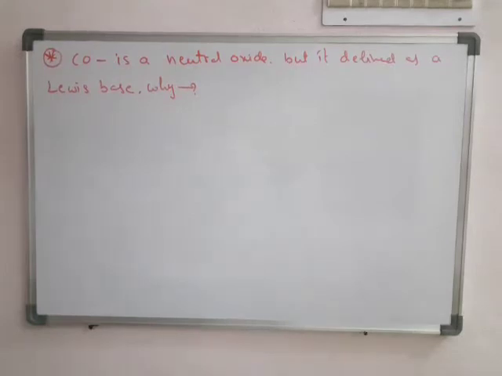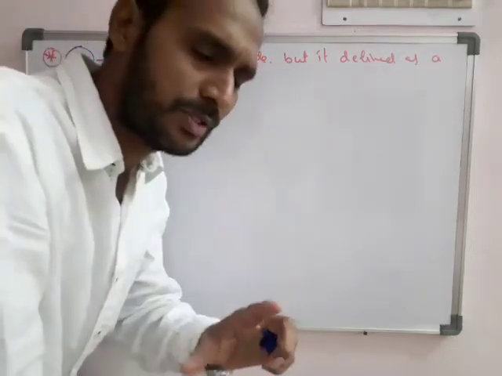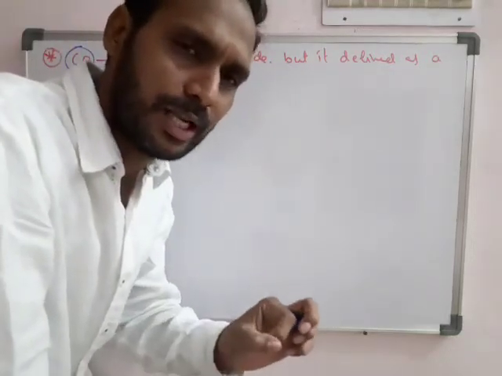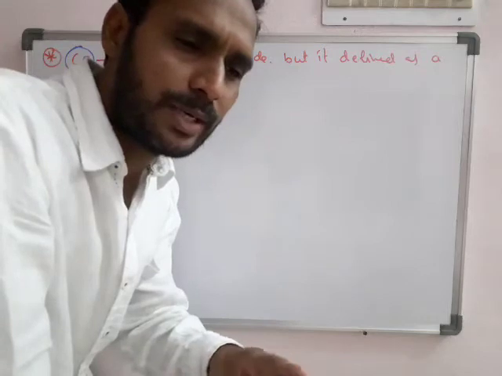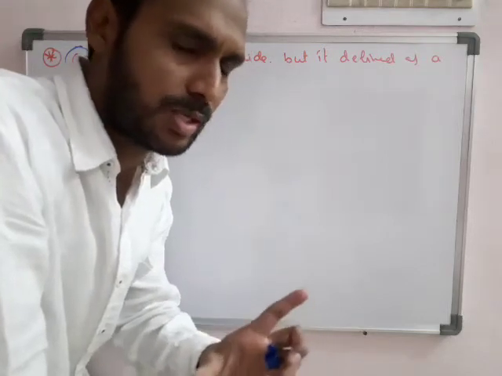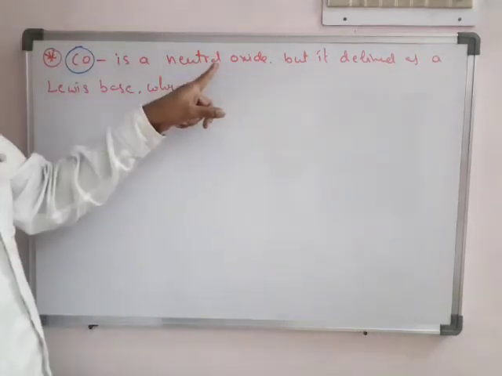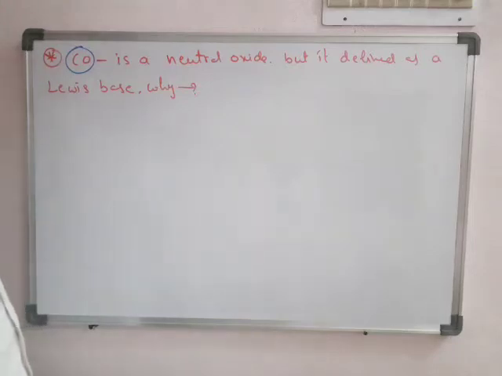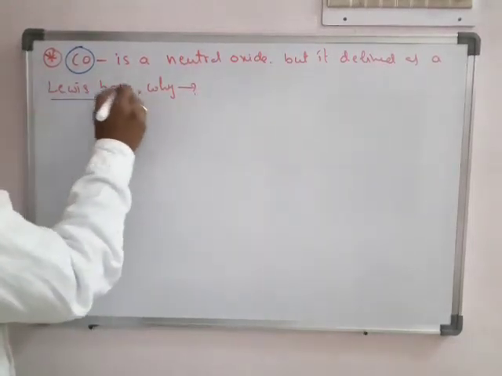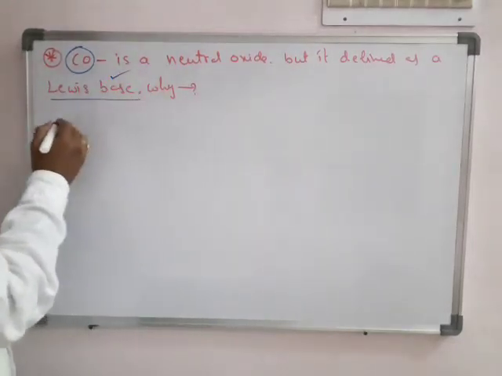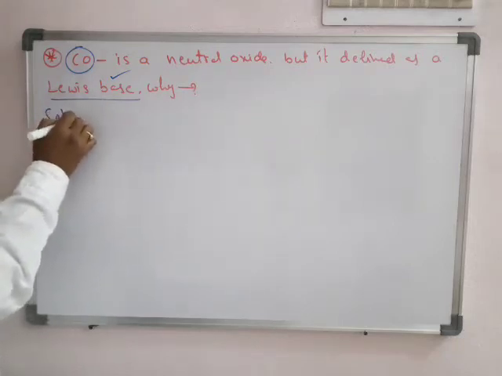See the next question. Here CO, carbon monoxide. Carbon monoxide is a neutral oxide. If you observe its properties, we can say it is a neutral oxide. It is given already that it is a neutral oxide, but it is defined as a Lewis base. Yes, exactly, it is correct. It works as a Lewis base. So how is it possible?